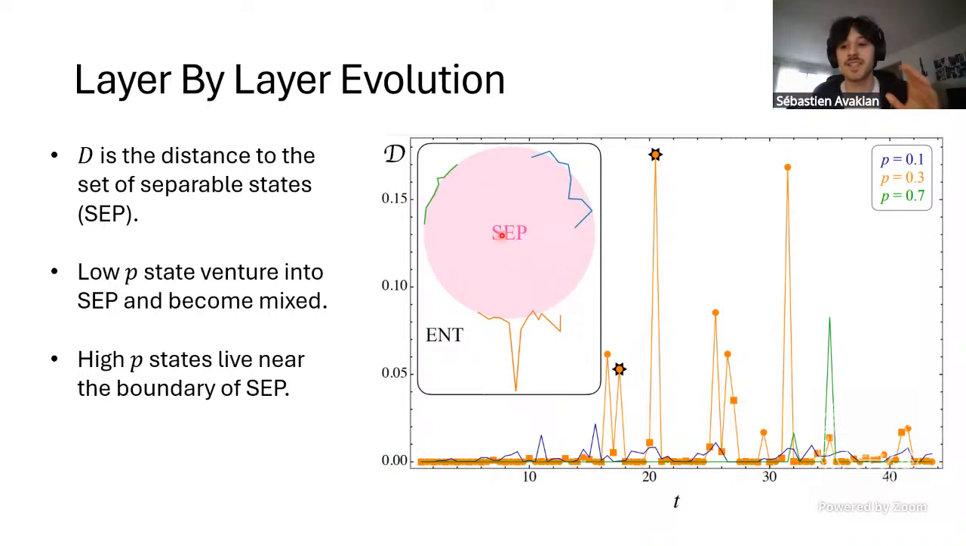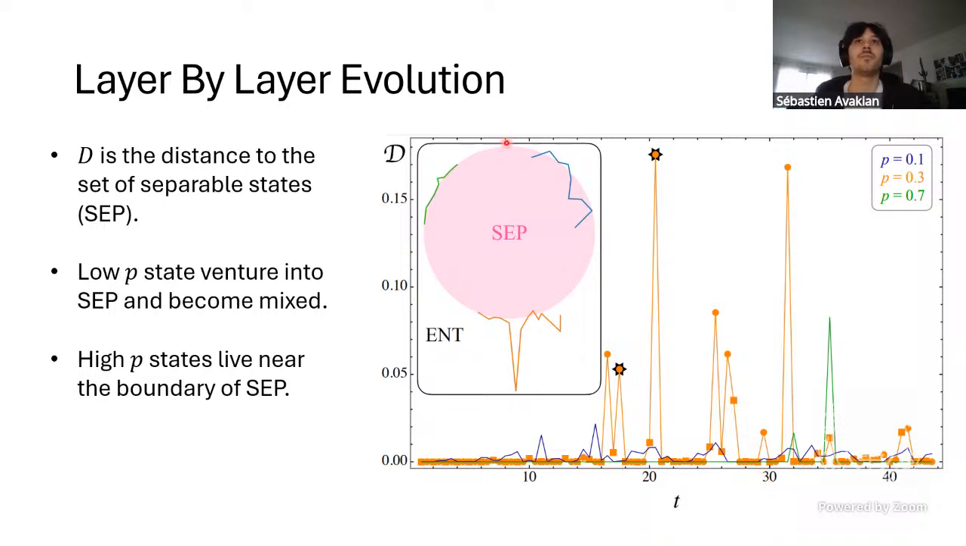And the idea is that this captures all forms of entanglement, but it doesn't tell you what kind of entanglement you have, just that it is entangled. It could be biseparable, it could be triseparable. If you have a biseparable state, it would still give you a hit. So, okay, for the values of 0.1, 0.3, and 0.7, we do this layer by layer evolution.